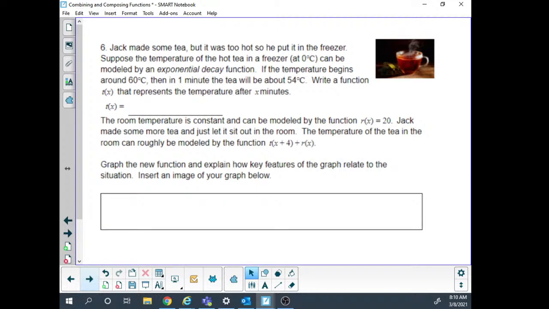That is hot. Burn your tongue. Am I right, Jack? 1 minute goes by, 54 degrees. Okay, we're getting a little bit better. Maybe you can touch it. I don't know. Write a function t of x that represents the temperature after x minutes.